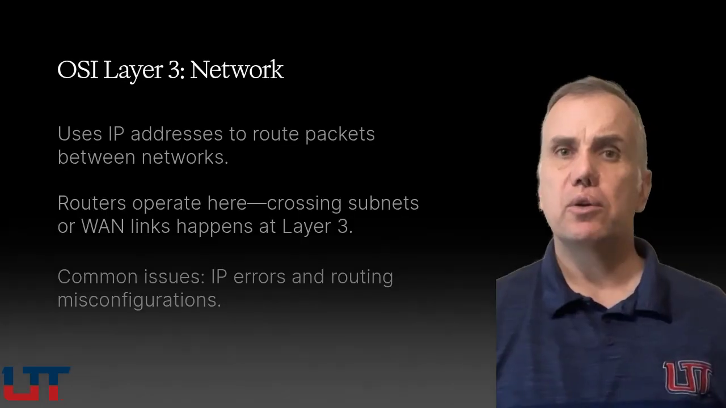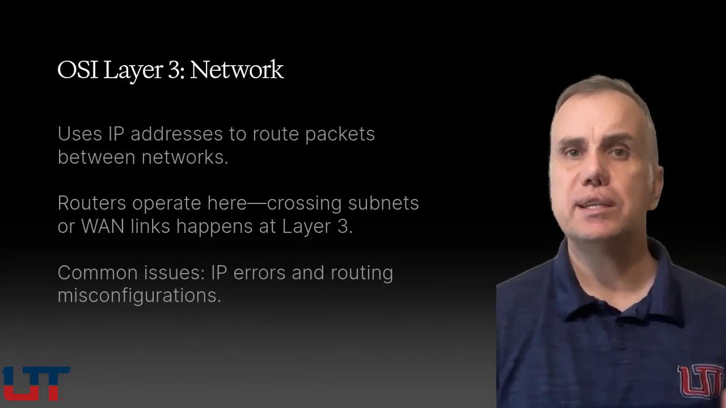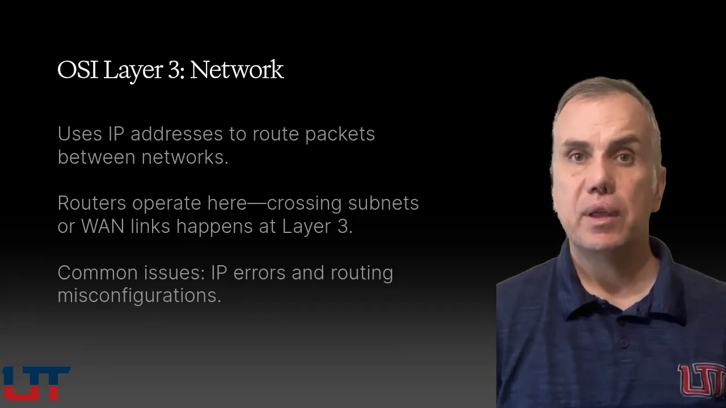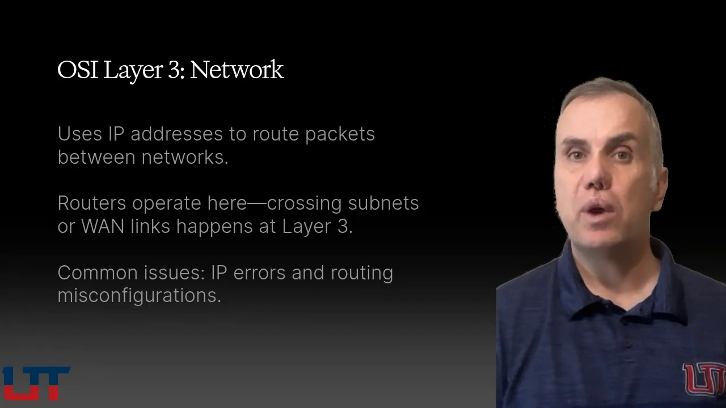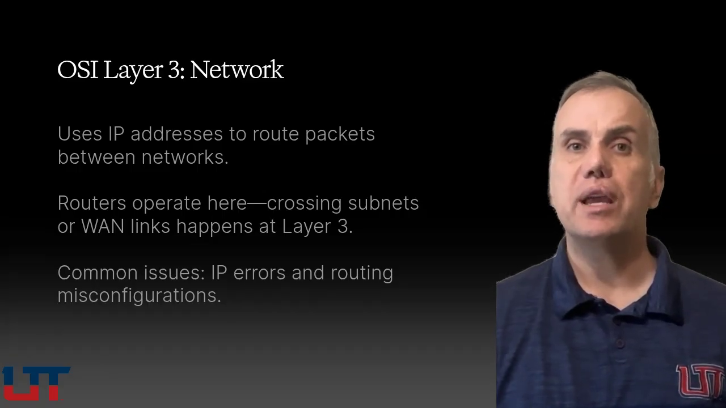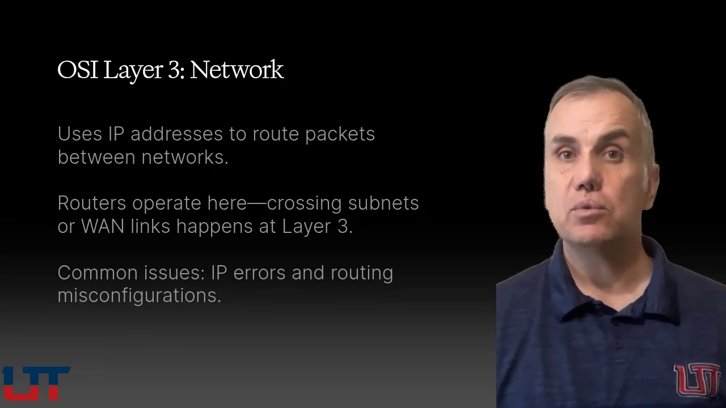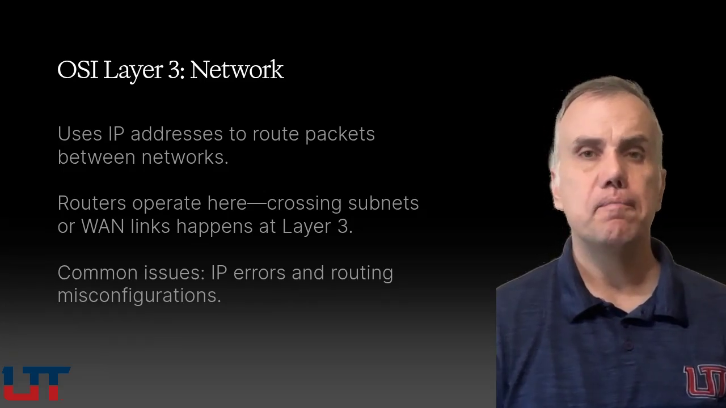The network layer, or layer 3, uses IP addresses to route packets from source to destination across networks. Routers operate at this layer. When traffic needs to cross a subnet boundary or travel across a WAN link, the network layer handles it. IP errors and routing misconfigurations show up here. We already discussed IP addresses and switches, and of course they work at this layer.